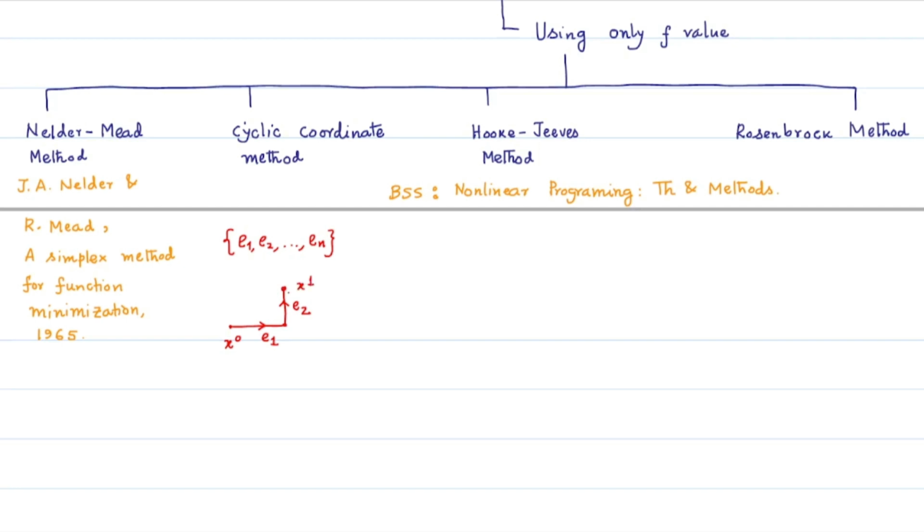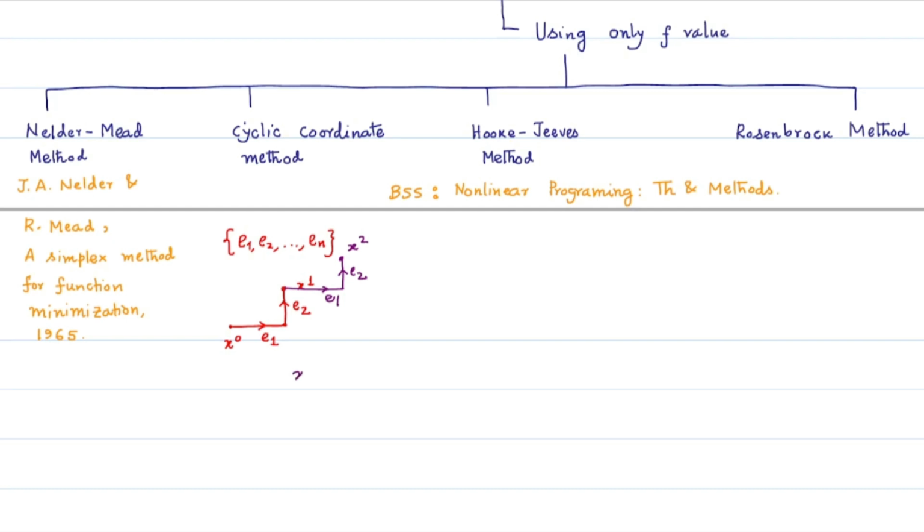Now reaching x1, we will again consider all the directions of the standard basis. You move along the direction of e1, then along the direction of e2, and finish visiting all the directions e1, e2 till en, reach the next iterative point x2, and so on. So in this way, in the cyclic coordinate method, we keep visiting along the directions of the axes, or the directions of the standard basis of the n-dimensional Euclidean space.